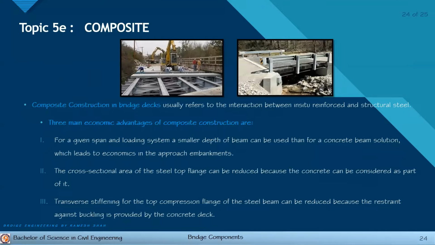Composite construction in bridge deck usually refers to the interaction between the in situ reinforced concrete and structural steel. There are three main economic advantages of composite construction. Number 1, for a given span and loading system, a smaller depth of beam can be used than for a concrete beam solution, which leads to economy in the approach embankments. Number 2, the cross-sectional area of the steel top flange can be reduced because the concrete can be considered as part of it.